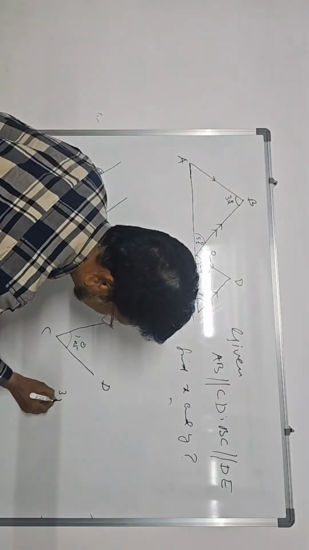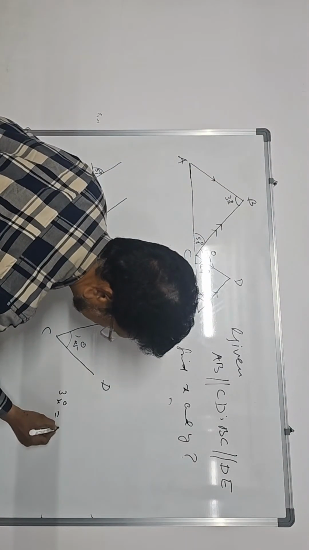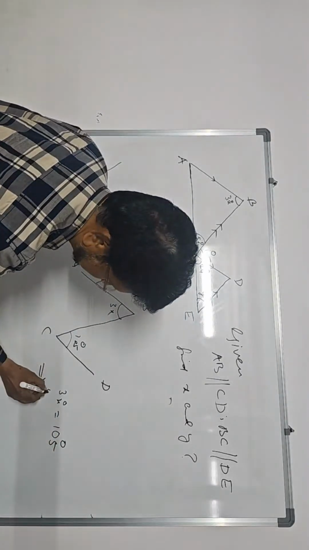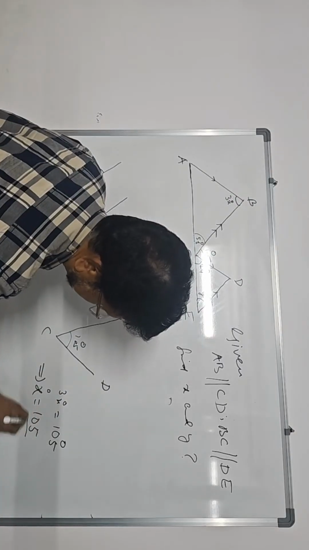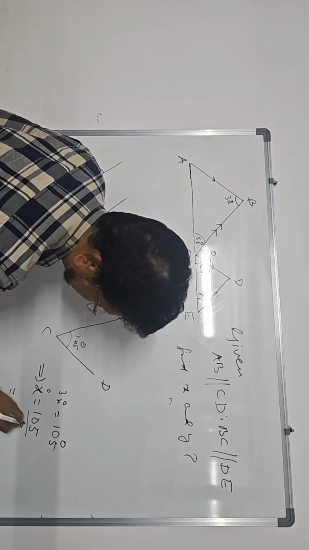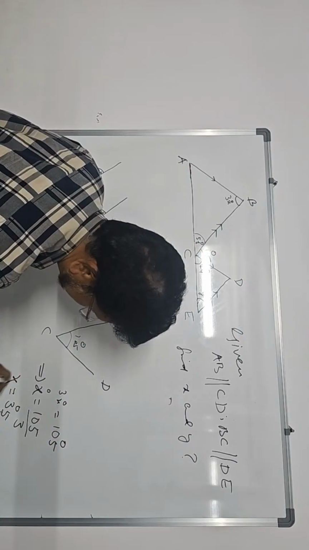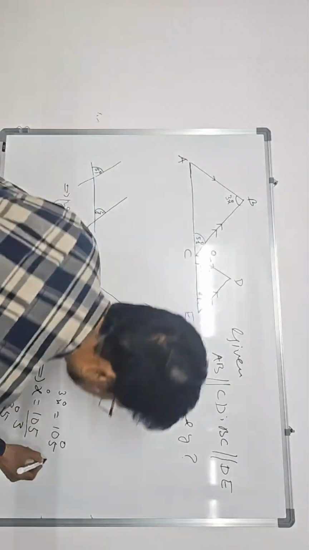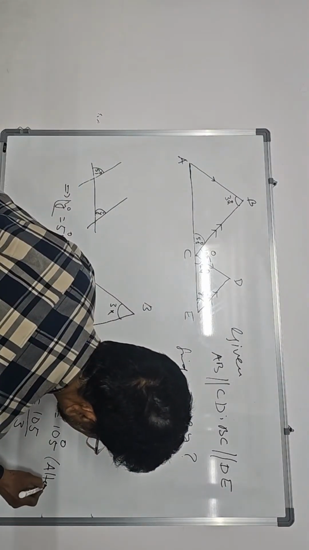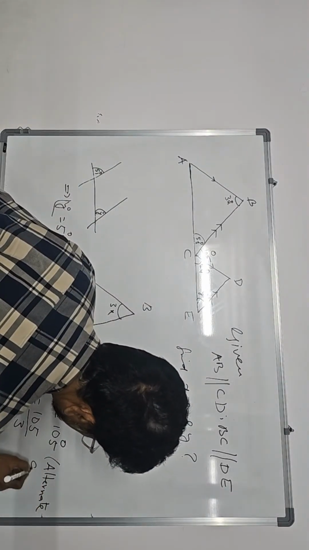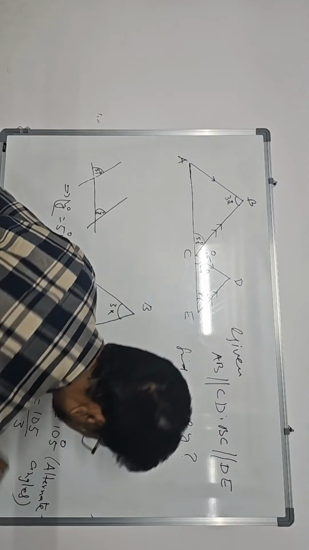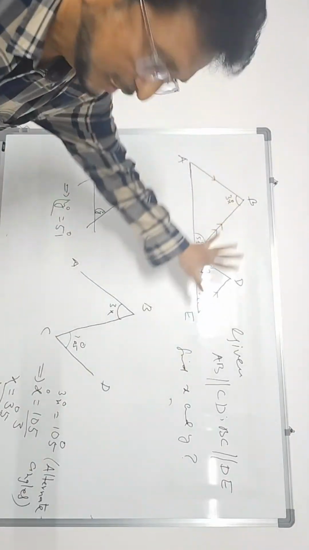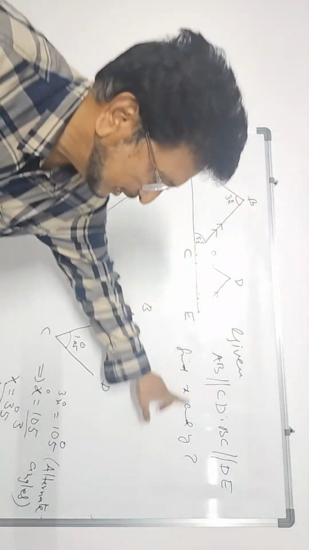Therefore, 3x is equal to 105 degree. Then x is equal to 105 by 3. 3 3s are 9, 3 5s are 15. 35 degree. Why these are equal, these angles? Alternate angles you have to write. Alternate angles are equal. By this property we have found the value of X. This way, according to this diagram, we found X and Y values.